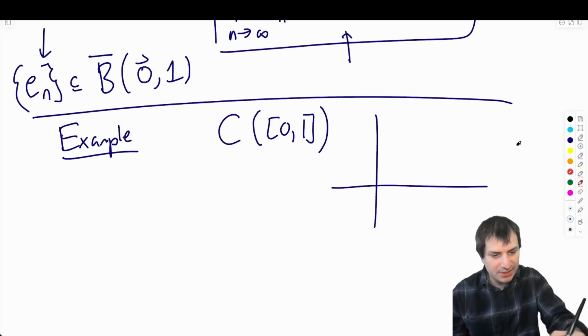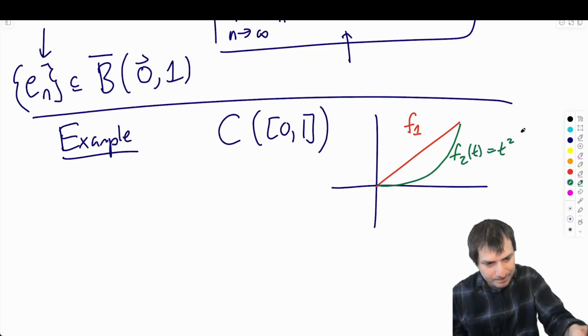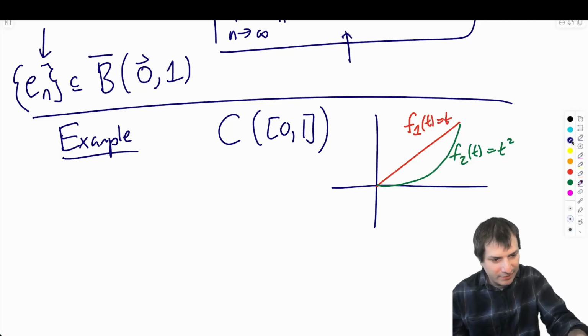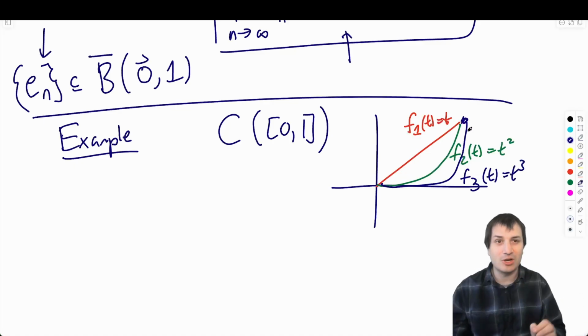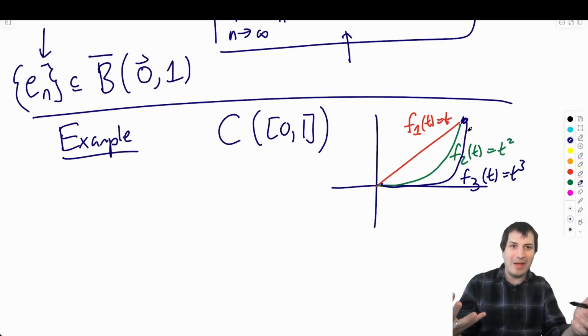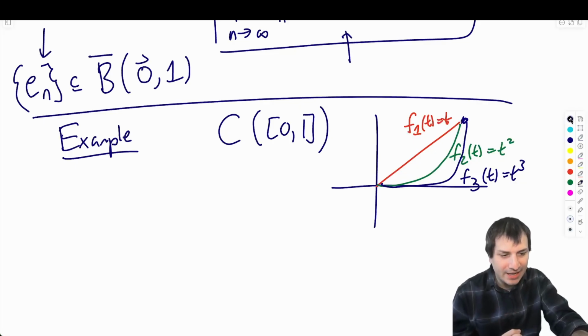So the first function they look at, f1, is a line: f1 of t equals t. Then the second function, f2, is a quadratic: f2 of t equals t squared. f3 of t equals t cubed, and so on. So these are powers. And as you take the powers, it is going to 0 pointwise, except exactly at t equals 1.